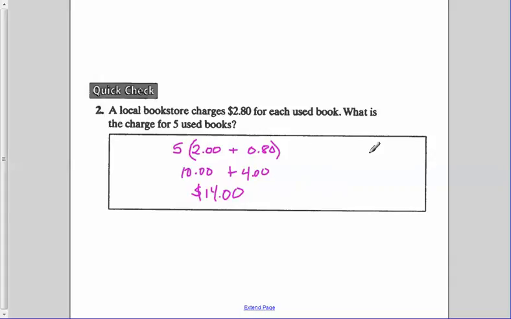Why that works, and we could check that, always check your work in the end. We could say, well, 280 times 5, we multiply that. 5 times 0 is 0, 5 times 8 is 40, put a 0 down, carry our 4, 5 times 2 is 10, plus the 4 is 14. I've got 2 numbers to the right of the decimal in my problem. So for my answer, I need to move my decimal over twice, and I get $14.